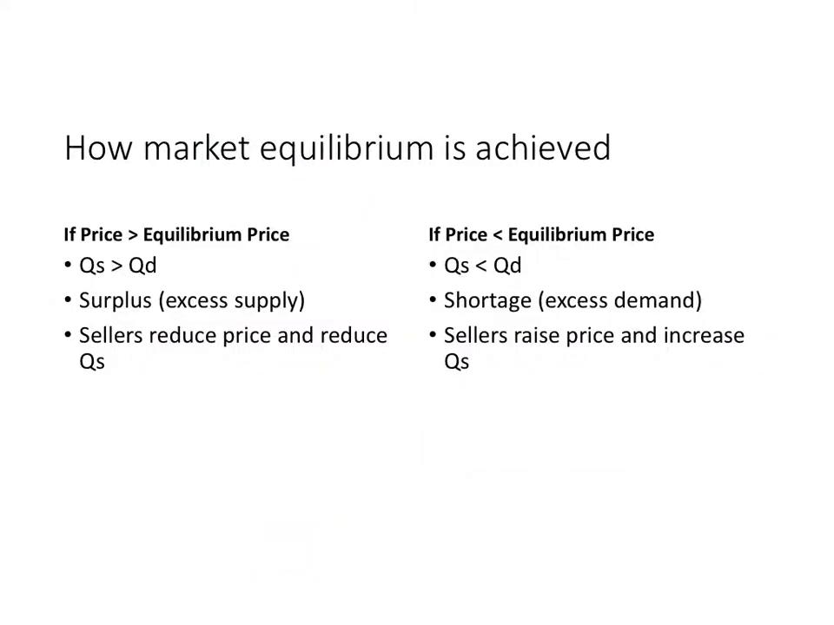So a quick review. How is market equilibrium achieved? If price is above equilibrium, we have a surplus. Sellers reduce price, reduce quantity supplied. If price is less than equilibrium price, then we have a shortage, and sellers respond by raising their price and increasing quantity supplied.